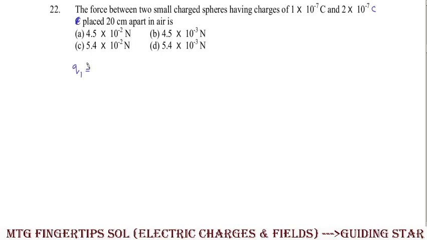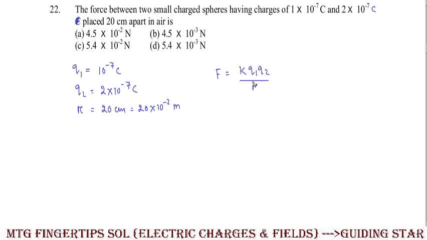The given charges are, let q1 equal to 10 to the power minus 7 coulomb, and q2 is given as 2 into 10 to the power minus 7 coulomb. And the distance of separation between them is 20 centimeter, that means 20 into 10 to the power minus 2 meter. Then what is the force between them? So F equal to, we know that, k q1 q2 divided by r square. What is the value of k? k is nothing but 9 into 10 to the power 9 Newton meter square upon Coulomb square.